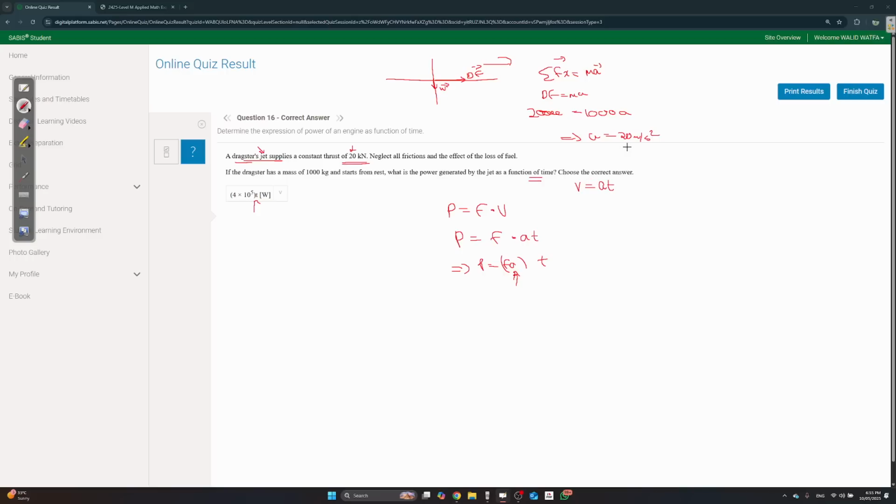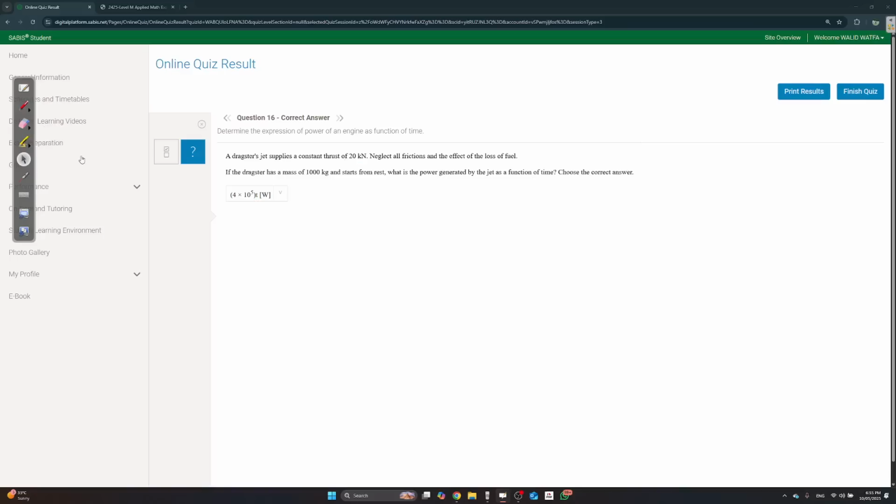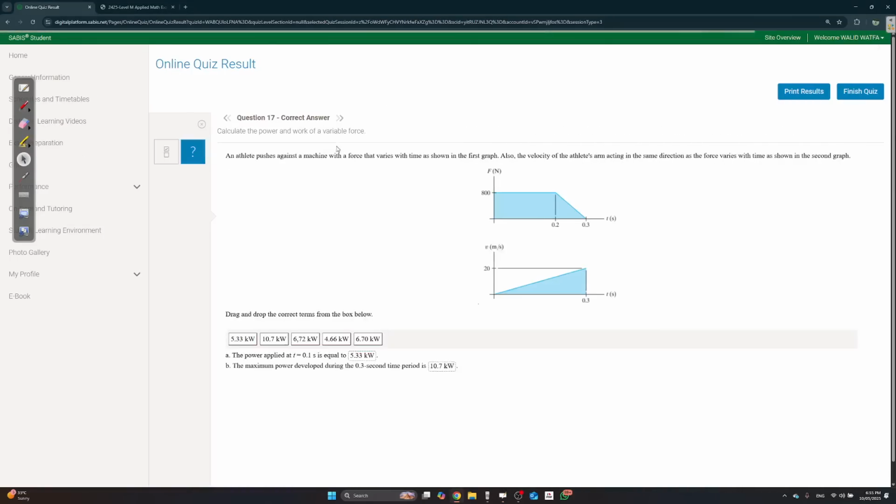So we know that A is 20, so we can just substitute everything back into here. The force is 20,000. A is 20. And the times outside. So 2 times 2 is 4, and you have 5 zeros, so 4 times 10 to the power 5 t. That is how you get this answer. Not too hard.